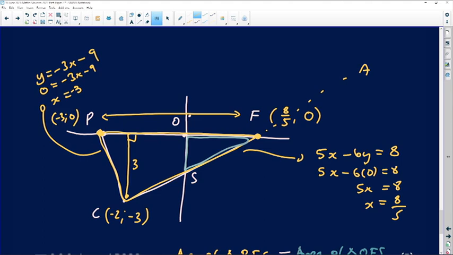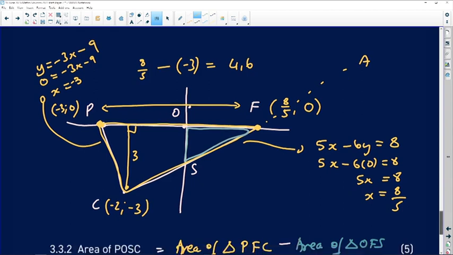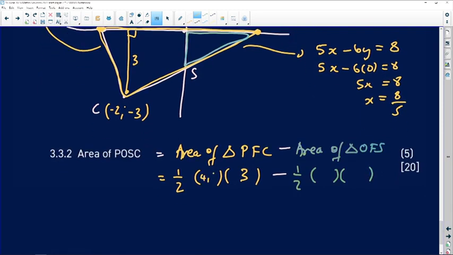And that tells you how long the line from point P to point F is. The entire length there will be 8 over 5 minus negative 3, and then you can get how long that particular base is going to be. Just finding the difference between those two values will tell you the distance from point P all the way up to point F. And it's actually going to be 4.6 units, when you round off to 1 decimal place. So that means I've got half base times height. My base is now 4.6. I'll be able to compute that particular area, which is the yellow area.